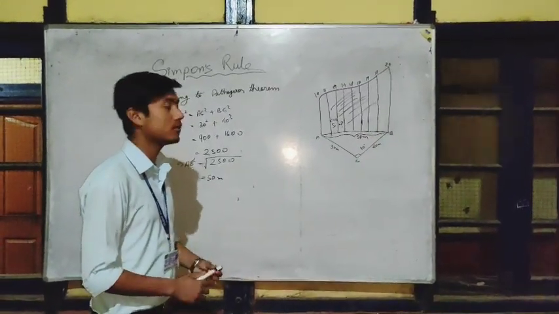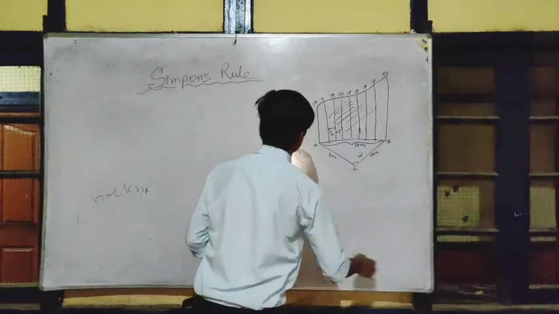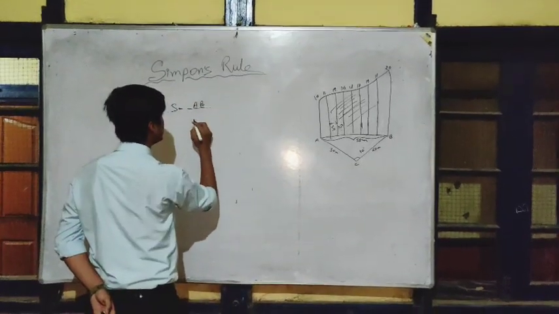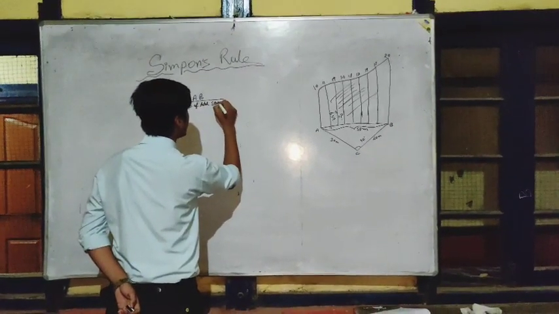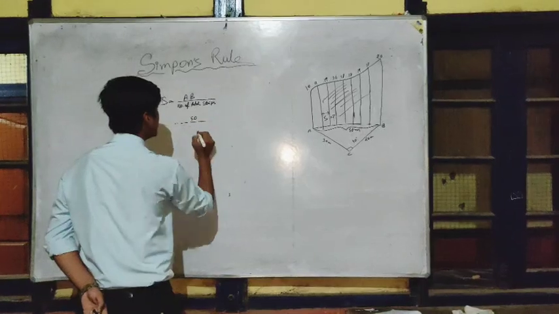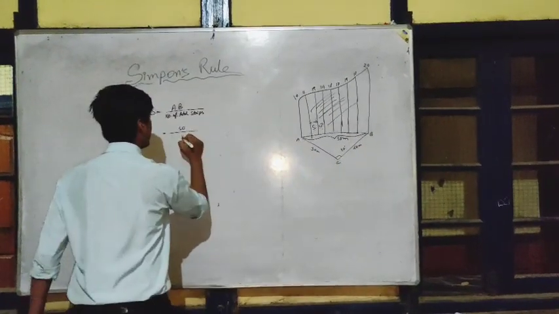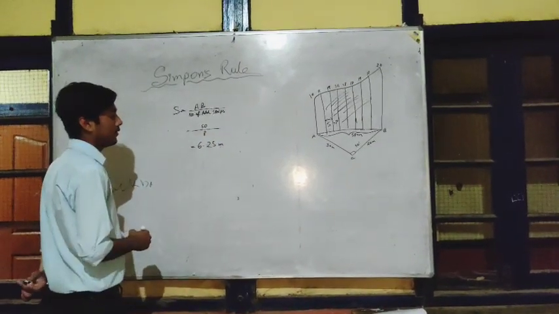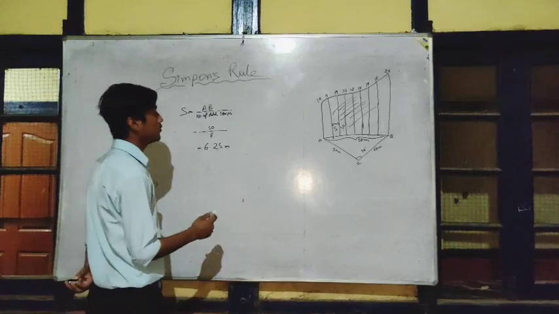So now we can find the value of S. Here S is equal to the line AB divided by the number of total strips. AB is 50 meters, and the total number of strips will be 1, 2, 3, 4, 5, 6, 7, 8. So the value of S will be 6.25 meters. Now we have all the values required to do Simpson's rule. Let us do it.